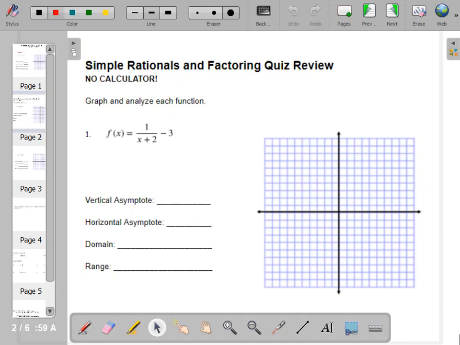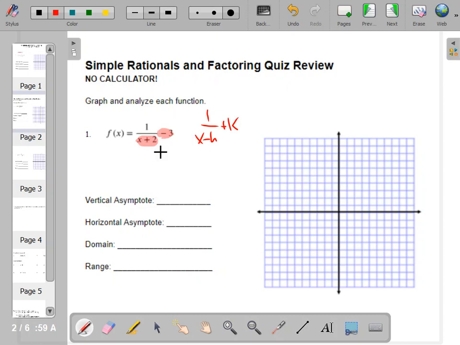Hello, ladies and gentlemen. We're going to do a real quick quiz over some rational functions and also a little bit of factoring review. So if I give you a rational function in this form, it's important you realize it's like every other function. X plus 2 is like x minus h. Sometimes we'll write it like this. So this moves it like every other function.